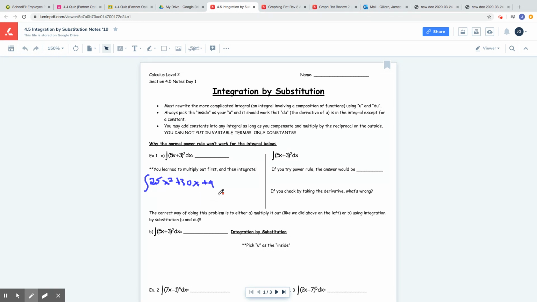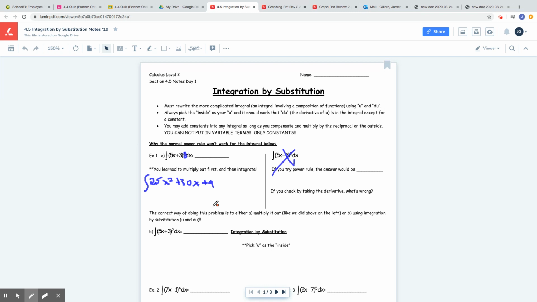Well, what happens if, instead of 5x plus 3 squared, it was 5x plus 3 to like the 8th power? Well, we're not going to multiply out 5x plus 3 times 5x plus 3 times 5x plus 3 and so on. So there has to be a better way for us to do it. We cannot do the power rule. If you try to do the power rule of 5x plus 3 cubed over 3, it does not work. So we cannot use the power rule.